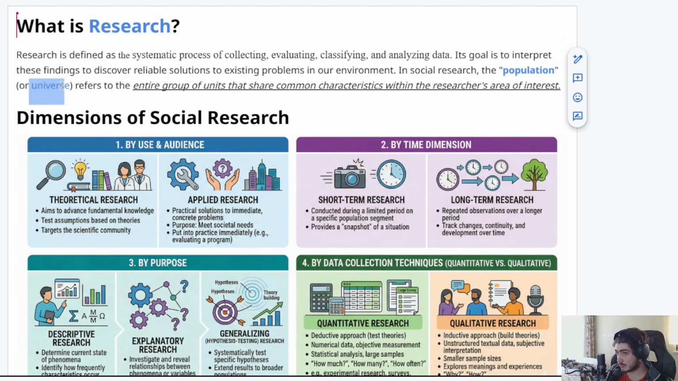Population or universe refers to the entire group of units that share common characteristics within the researcher's area of interest. If I were conducting a research on humans, my population would be around 9 billion because it would encapsulate all humans. If I was making a research on females, then my population would be around, I don't know, 6 billion. I'm not really sure of the ratio between males and females in the world.